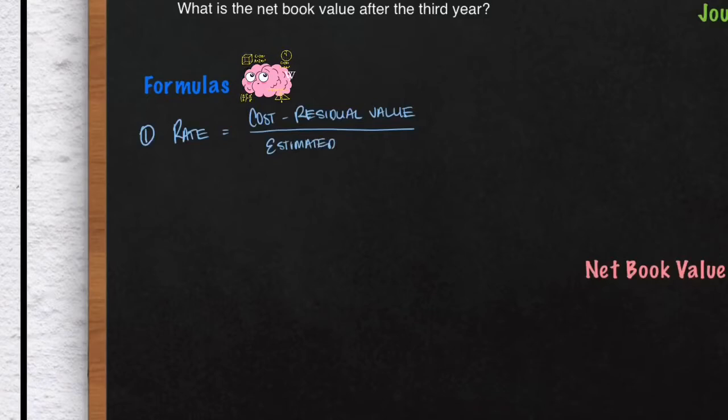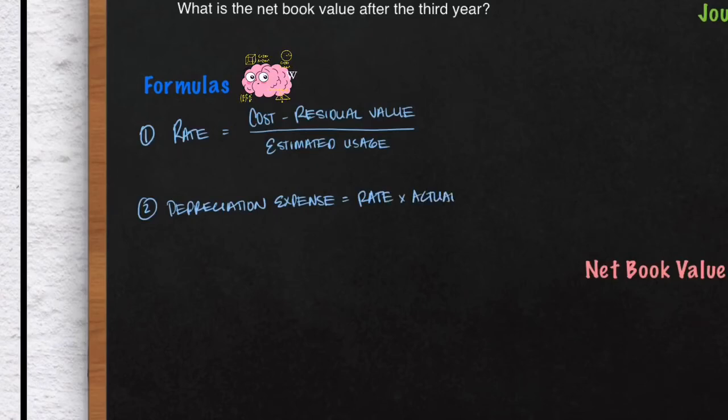After that, the second step is to actually calculate the depreciation expense. So again, first calculate a rate, and then after that, we can calculate the depreciation expense. To do that, you want to multiply the rate from step 1 by the actual usage. So for problems that you may encounter, make sure that you find the actual usage for each year because you need that to multiply by the rate you just calculated in step 1.